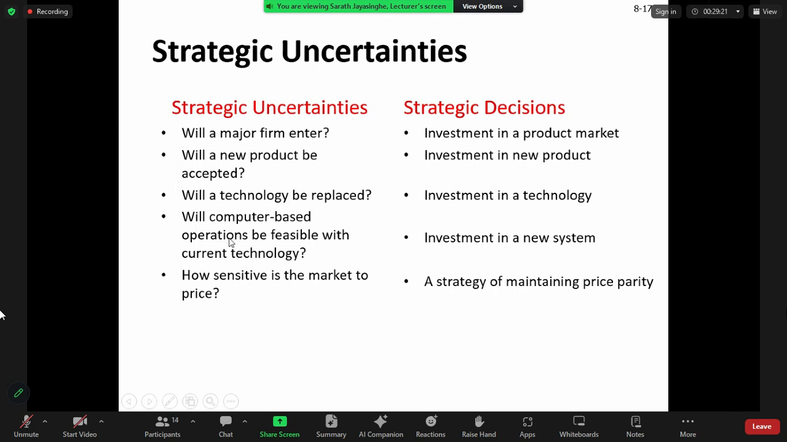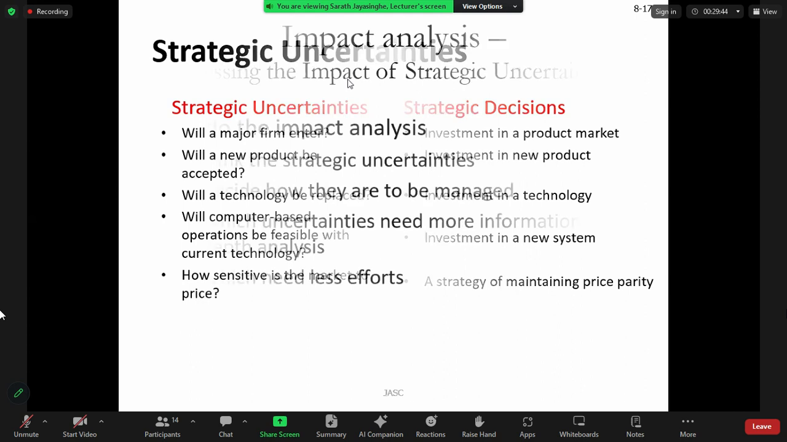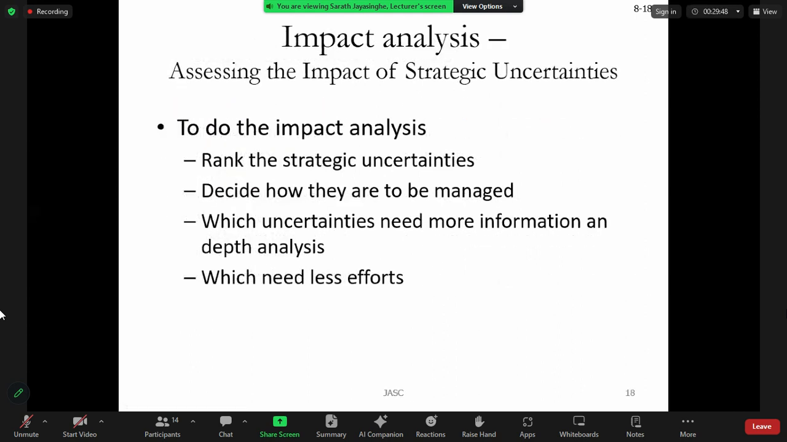By anticipating these kinds of uncertainties, you can think about strategic decisions. This is the example for this, right? We may not know what will happen. There may be more options. For each uncertainty, we are thinking about some kind of strategy, some strategic decision that comes under strategic uncertainties. And what do we mean by this impact analysis? You have to assess the impact, how much the impact is, how it affects, right? Then to do this impact analysis, rank the strategic uncertainty. You have to order it, decide how they are to be managed, which uncertainties need more information and in-depth analysis, and which need less effort. So this kind of impact analysis should be there.